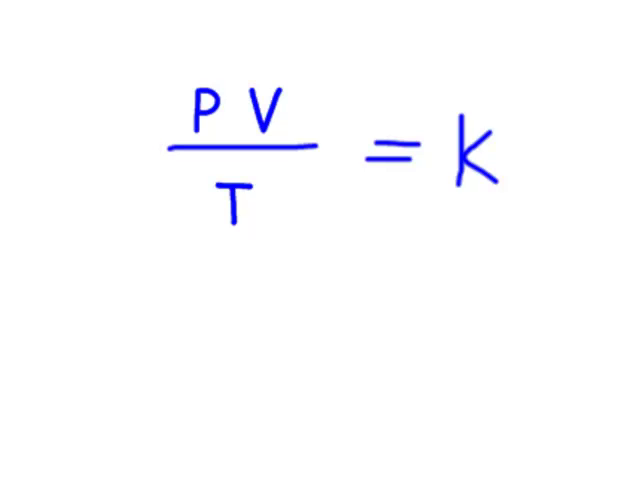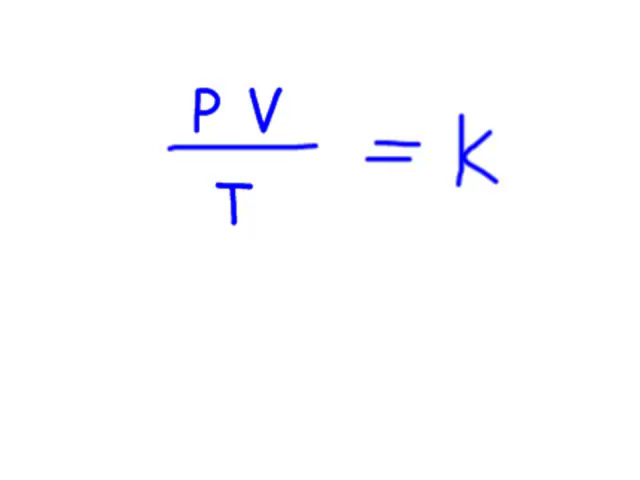If pressure goes up, volume has to go down in order for K to stay constant. If pressure goes up, temperature has to go up in order for K to stay constant. If volume goes up, temperature has to go up in order for K to stay constant. Now, we really don't want to do this equation because we have no idea what K is.